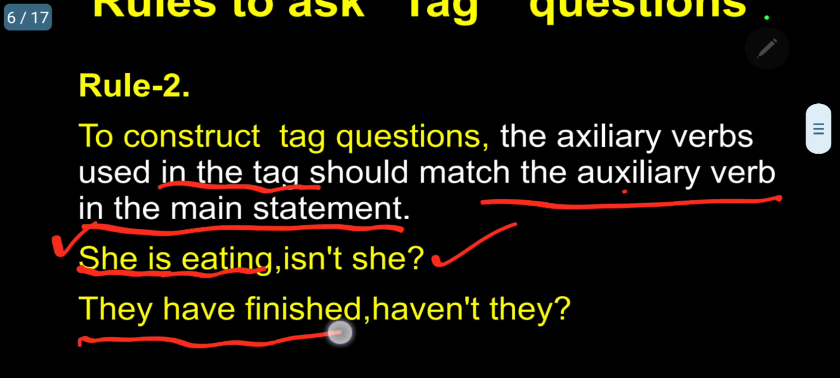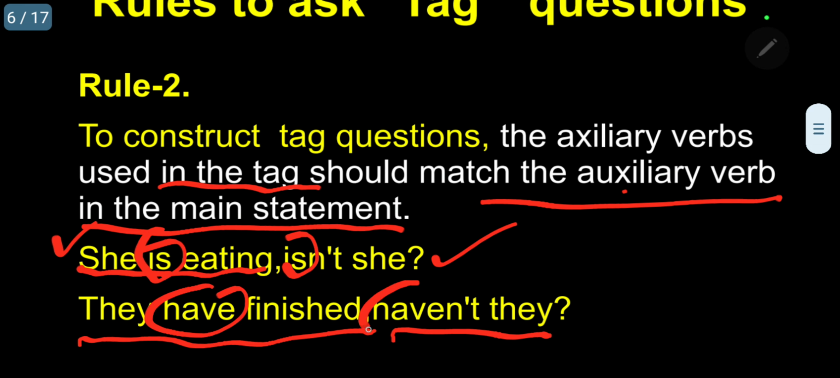They have finished. Haven't they? They have finished. Haven't they? Kindly follow. This is the way we have to consider. The important thing here is that the auxiliary verb coming in the statement also comes in the tag question. Have coming here, coming here.